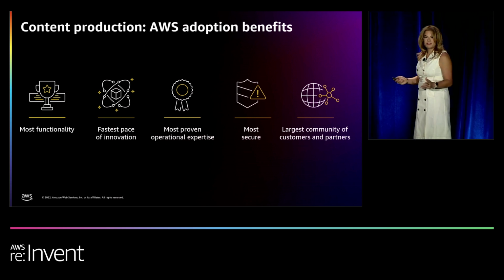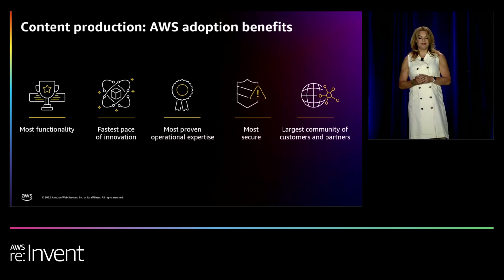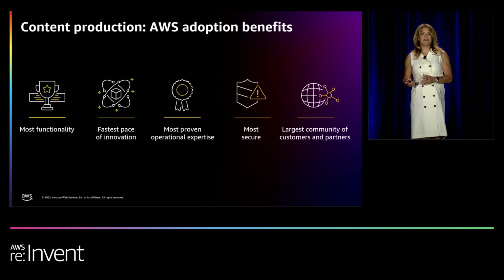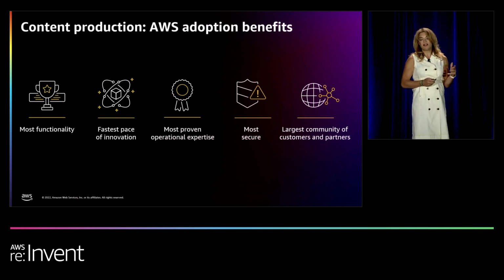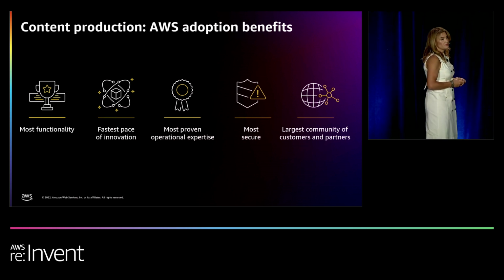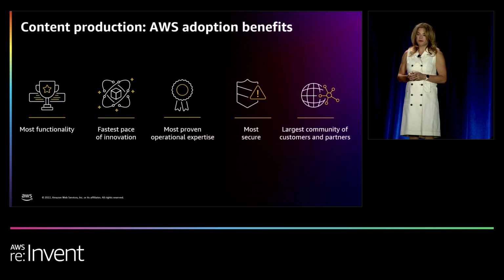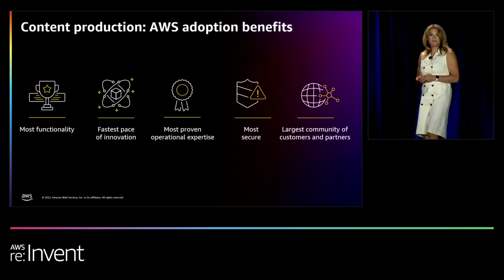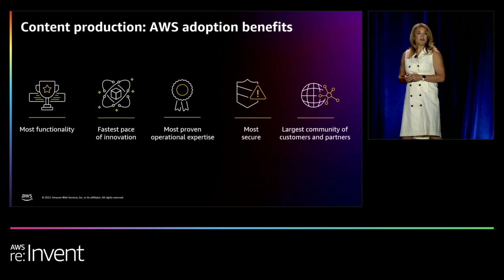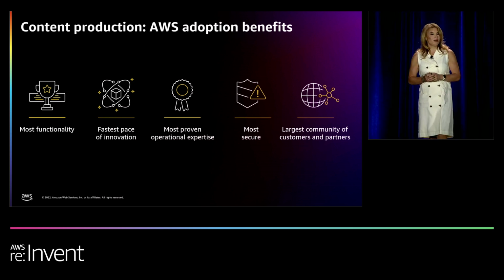So some of the reasons that we migrate content production workloads to AWS: we have the most functionality. And that includes our creative tools like Deadline, Nimble Studio, things like Elemental MediaConnect, which we're now using for our Color in the Cloud pipeline. We have the fastest pace of innovation. We've released over 3,000 notable features and services in the last year. We have the most proven operational expertise. We've been doing this a while, as you all know.